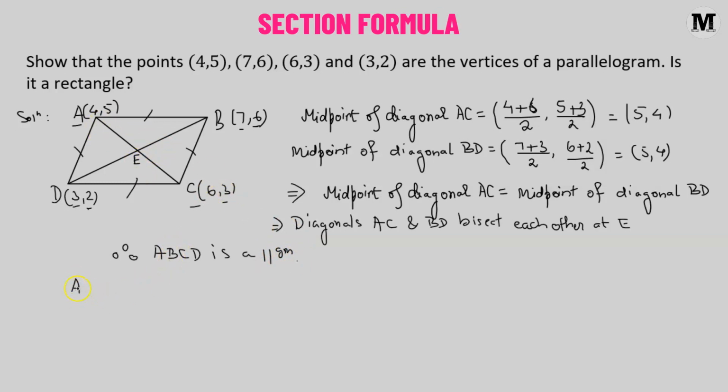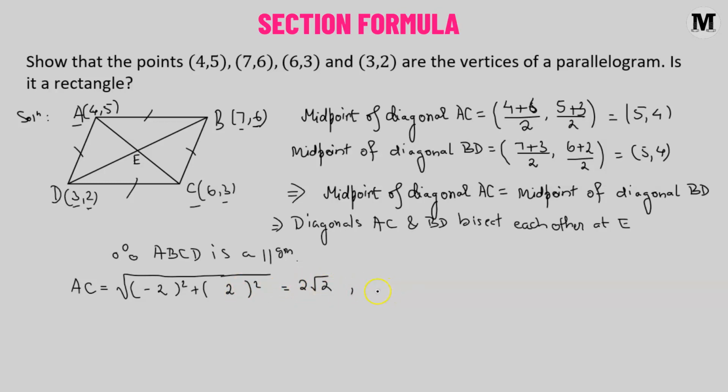So let's first find the length of the diagonal AC. All we have to do is use the distance formula. We take the square root; underneath the square root, first we need the square of the difference of the x coordinates, and then we add it to the square of the difference of the y coordinates. Here the difference of the x coordinates is 4 minus 6, so that's negative 2. And the difference of the y coordinates is 5 minus 3, so that's positive 2. This gives us a value of 2 times square root of 2.